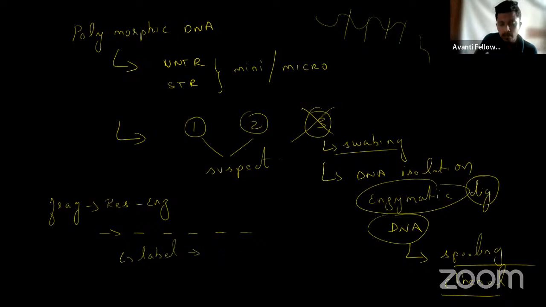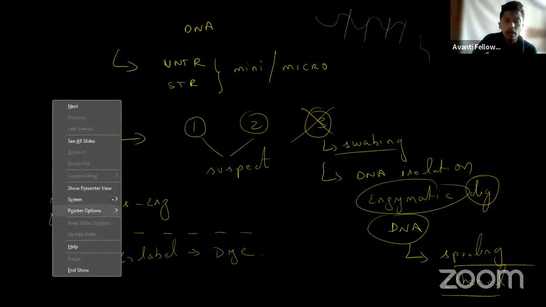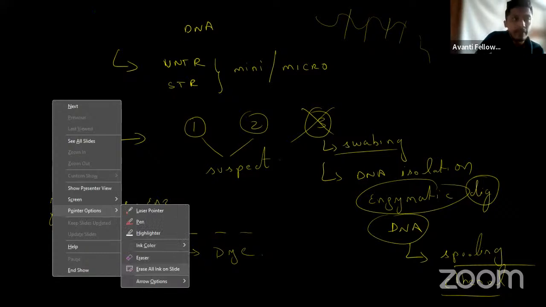Now we label the DNA with a dye, usually fluorescent dyes, so that it will help us visualize our DNA. Now, once we have fragments, we have to separate them. To separate, we label our DNA fragments. Once we label the DNA fragments, we subject them to gel electrophoresis.